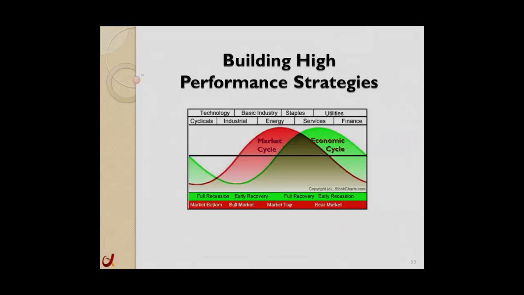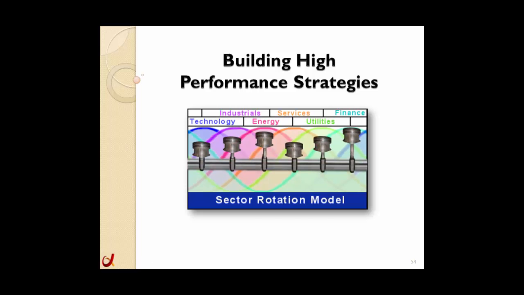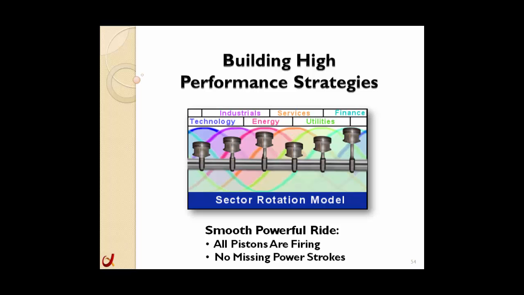One occasionally sees charts such as this that tie market cycles to economic cycles. Along the top are market sectors that are said to benefit at various stages of an economic cycle. The stages of an economic cycle are identified along the bottom. This, of course, speaks to the concept of sector rotation. If we draw a wave cycle for each of the market sectors, a sector rotation model might look something like this. If one then makes an analogy to an engine, where each sector wave is analogous to a piston in an engine, then the smoothest and most powerful ride from the engine will be when all pistons are sequentially firing and there are no missing power strokes.